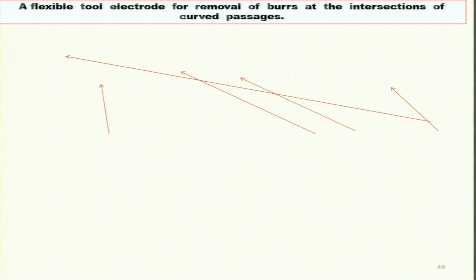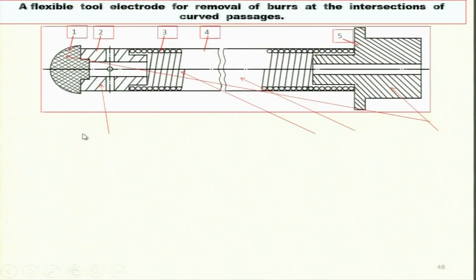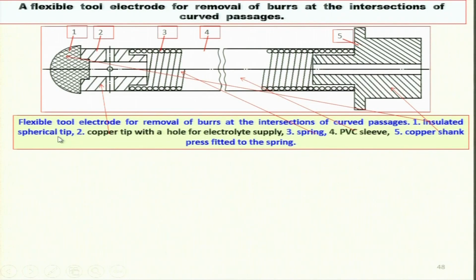A flexible tool for removal of burrs at the intersections of curved passages, that you can see over here. This is the flexible tool for removal of the burrs. Here you can see different parts. One is the insulation, and two is the copper tip with a hole for electrolyte supply. Then 3 is the spring. 4 is the PVC sleeve, and 5 is the copper shank press fitted to the spring. So, these are the different parts of a flexible tool electrode for deburring purposes.